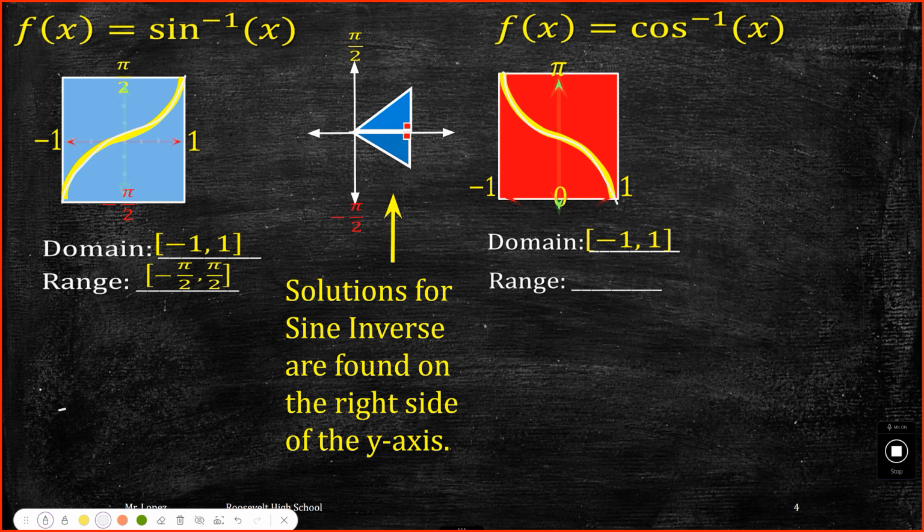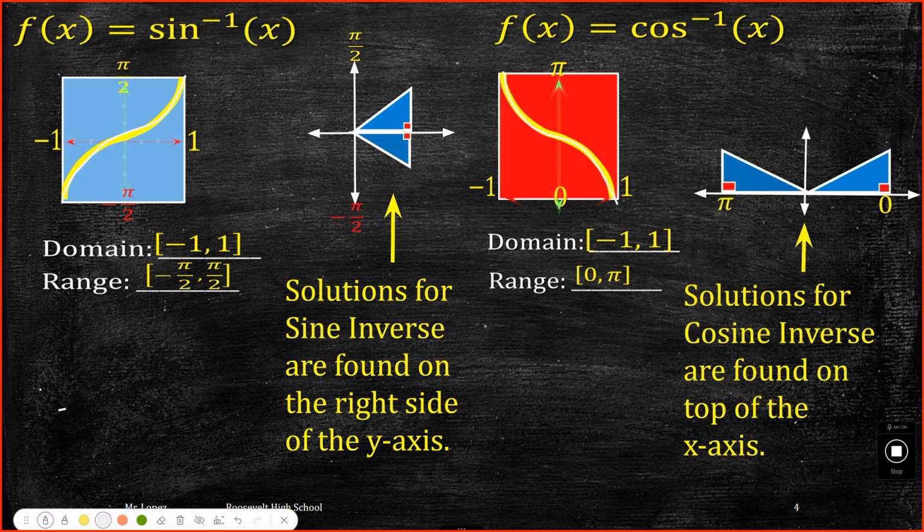What does that mean again? It's going to be found on top of the x-axis. Solutions for it will be found on top of the x-axis. And it will make sense when we start doing problems. Solutions for cosine inverse are found on the top of the x-axis.